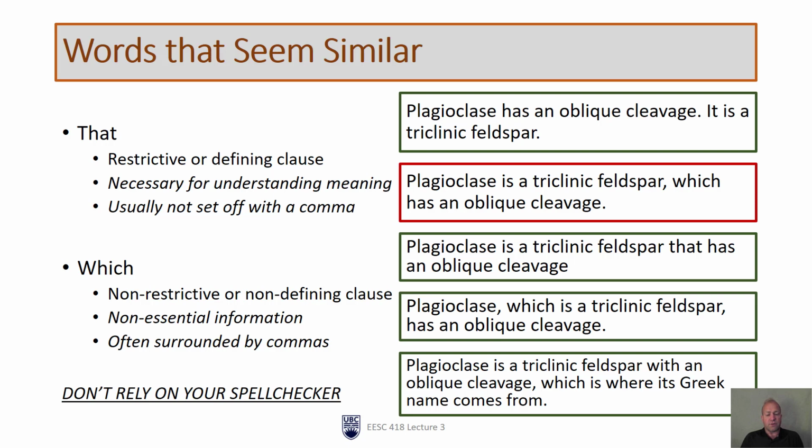And now in the fifth sentence, plagioclase is a triclinic feldspar with an oblique cleavage, which is where its Greek name comes from. So the Greek name is actually two words, plagio and klase, which means oblique cleavage. So I've set this non-essential information apart from the rest of the sentence using a comma and "which." So I can actually put a period where that comma is, and it would be a complete sentence, totally grammatically correct. And what I've done is just added a little bit of additional information.